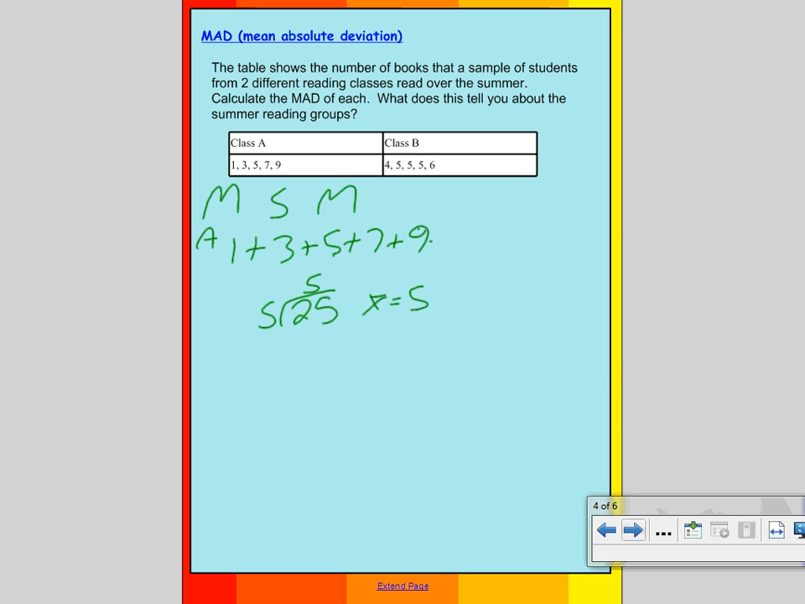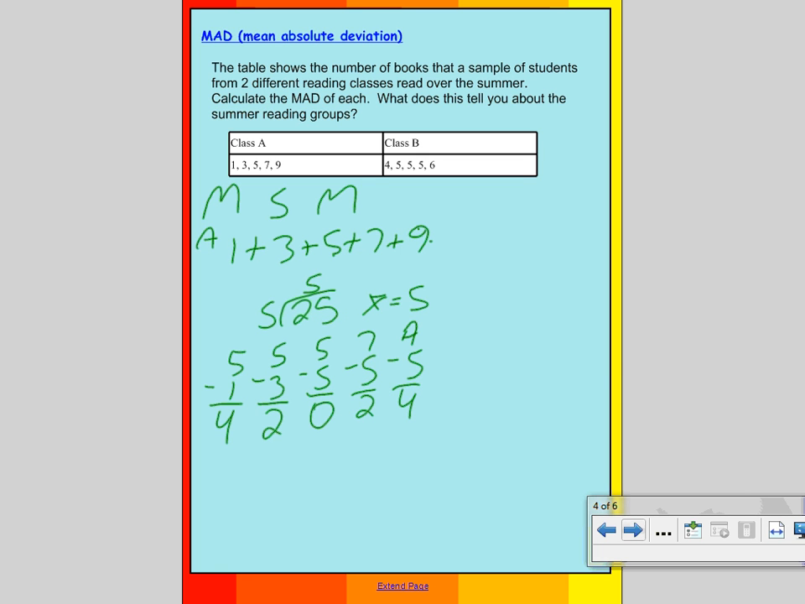Then I just subtract that mean from each one. So I do 5 minus 1, 5 minus 3, 5 minus 5, 7 minus 5, and 9 minus 5. Notice I flipped the numbers, instead of using 5 on top, I use it on the bottom, so I wouldn't get negative values. 5 minus 1 is 4, 5 minus 3 is 2, 5 minus 5 is 0, 7 minus 5 is 2, and 9 minus 5 is 4.